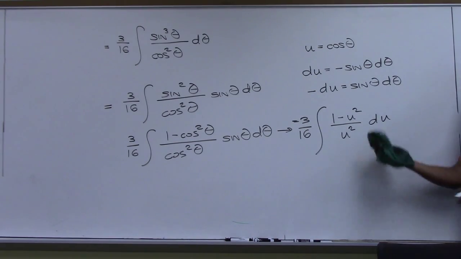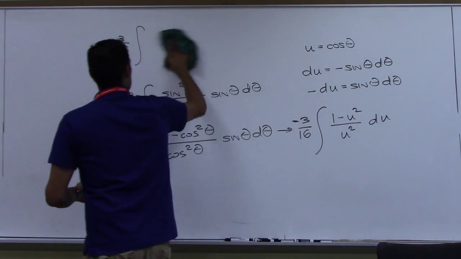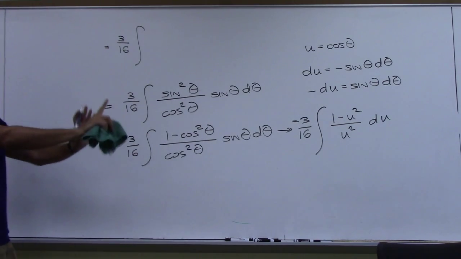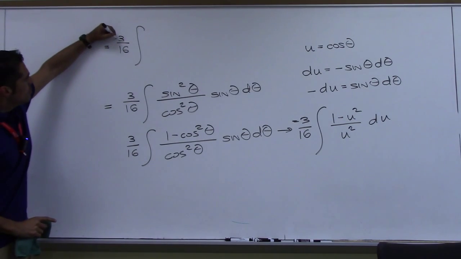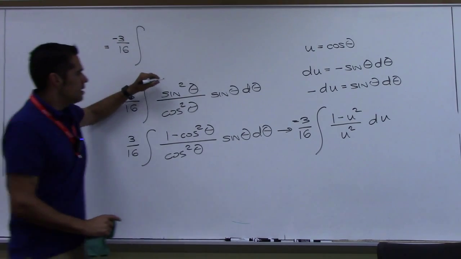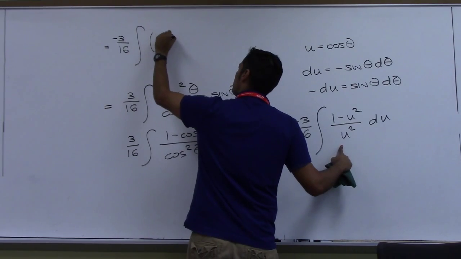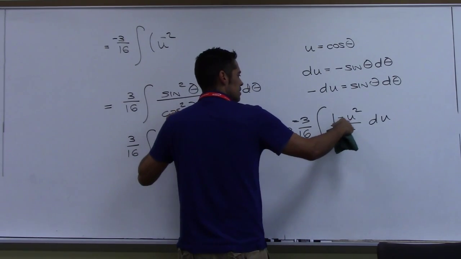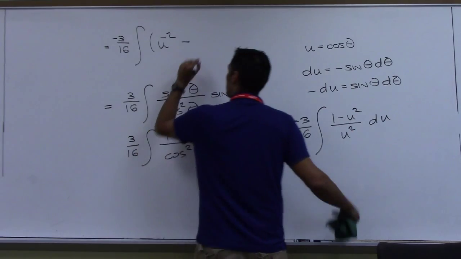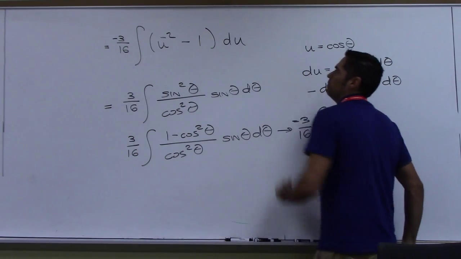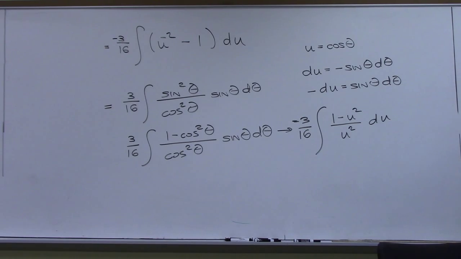And how do we handle that? Split it up into two separate integrals, right? Or two separate pieces because you have a single denominator. So here's your negative 3/16 integral 1 over U squared, which is the same as U to the negative 2. And then, hey, minus U squared over U squared is 1 du. We good?